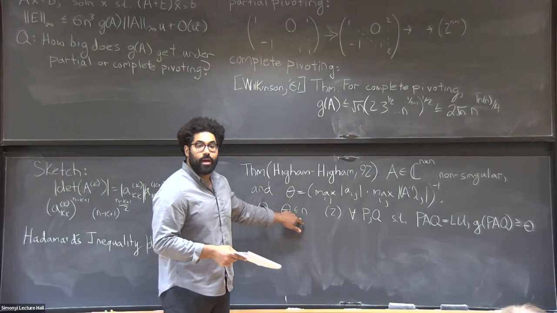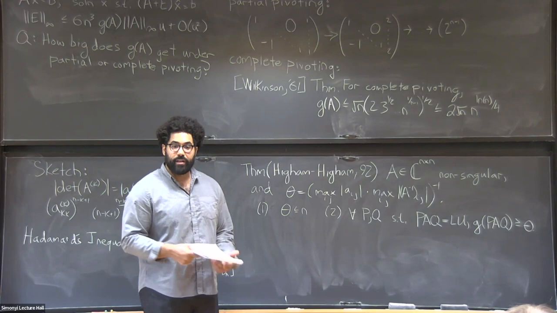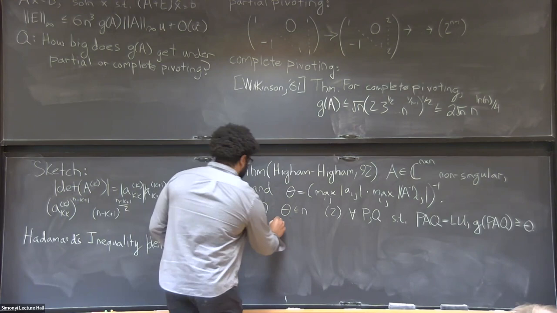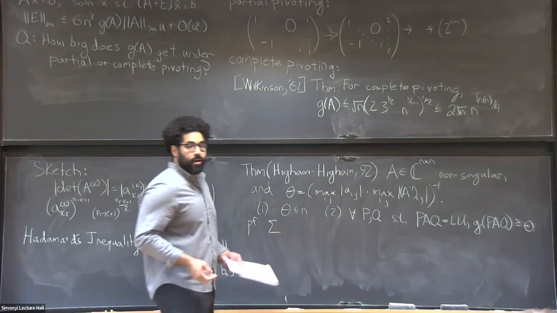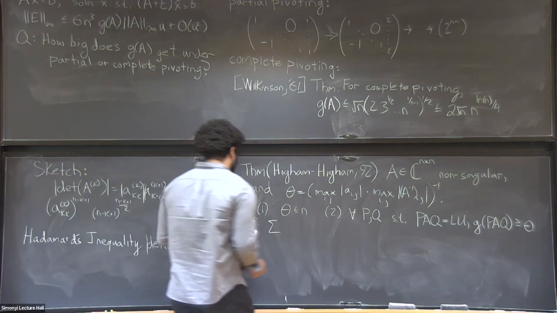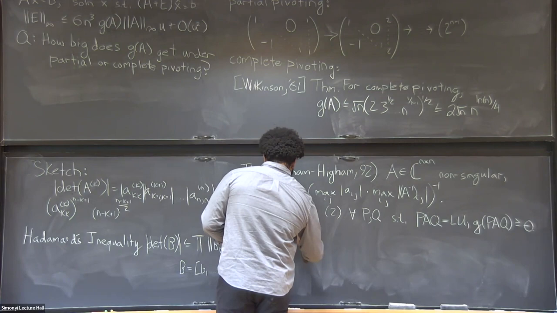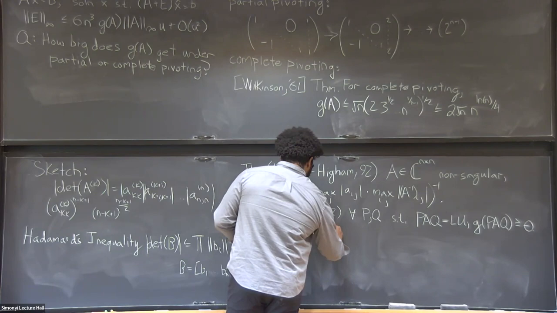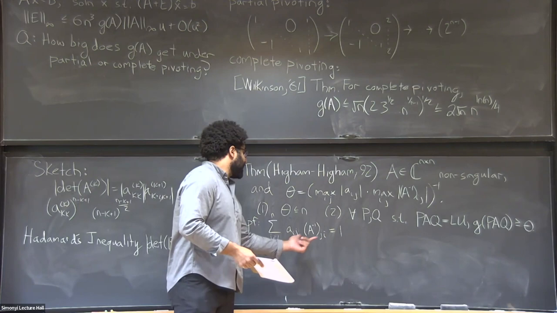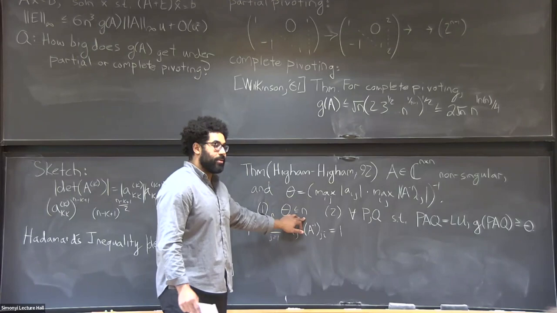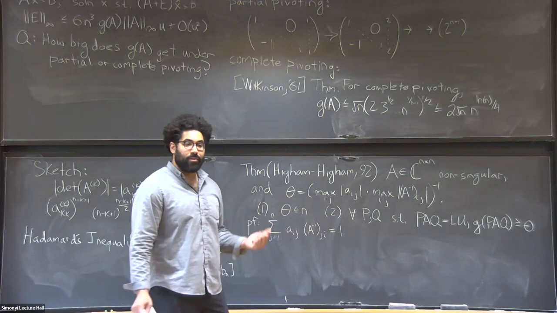Theta being at most n is actually really easy. This just follows from the definition of an inverse. If you multiply a matrix by its inverse, what do you get out? You get the identity matrix, right? So this is just the sum over j from 1 to n of a_ij times a inverse_ji, which for whatever i I chose, is 1. And if you plug in this theta, you note that theta should not be any more than n, because if theta is more than n, then each of these terms is smaller than 1 over n, and we're not going to get to 1. So that part is easy.